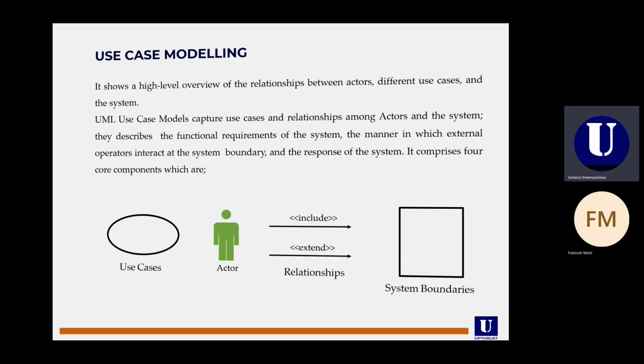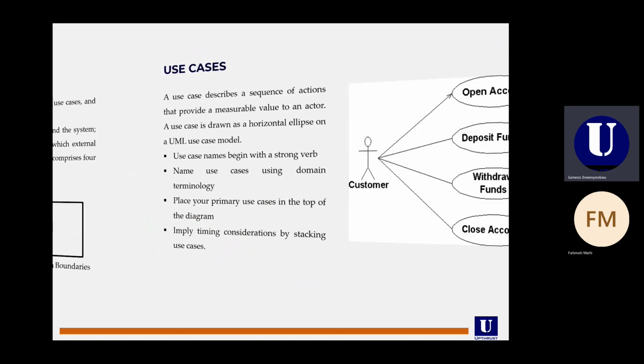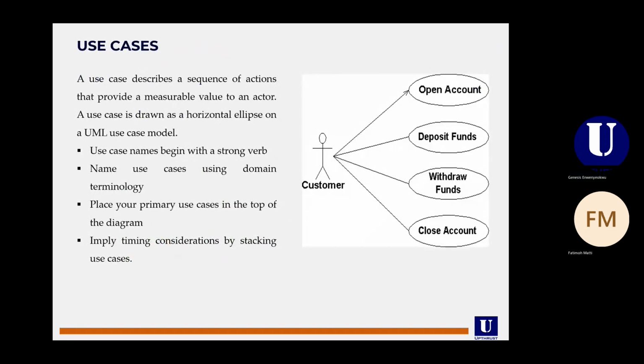So let's start with talking about the use cases. What is a use case, right, in our use case diagram, and how do we draw them? How do we know that this is a use case? How do we model them? So a use case describes a sequence of actions that provide a measurable value to the actor. The essence of building whatever thing we are building is to ensure that we deliver value to the actor, to the customer or to our end users.